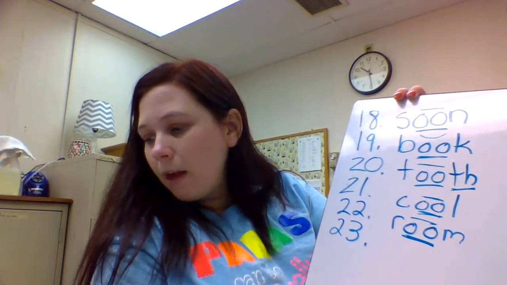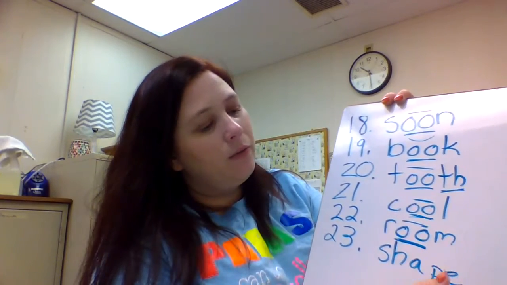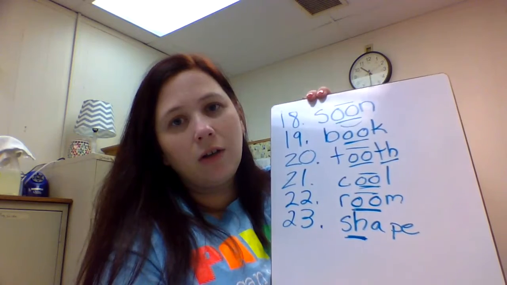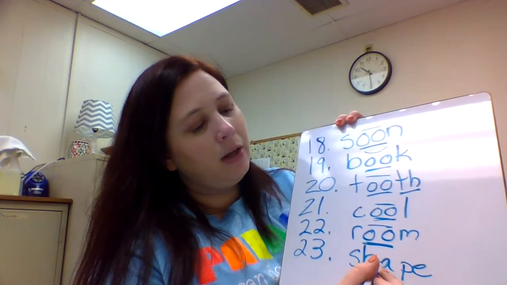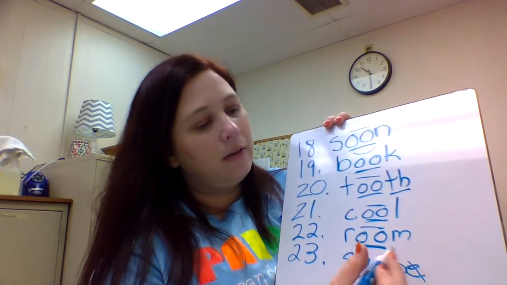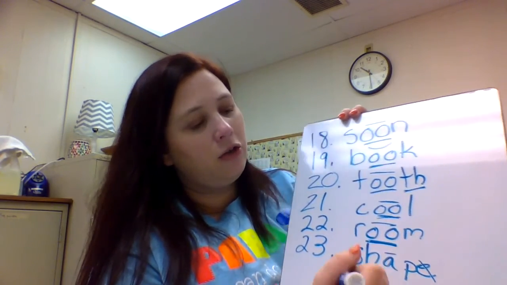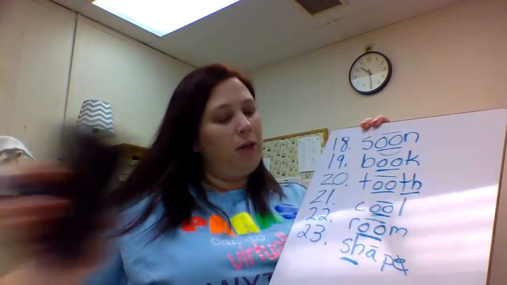23. Shape. First, what do we see here that we've been working on just yesterday? Shh. The sh sound, a digraph. Then we have an E here. We have vowel, consonant, vowel. So we know that that E doesn't say anything, but it makes that A say its name. So we have shape. Good job. All right, I'm going to erase these.